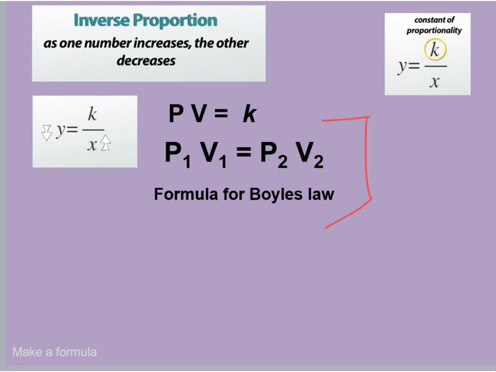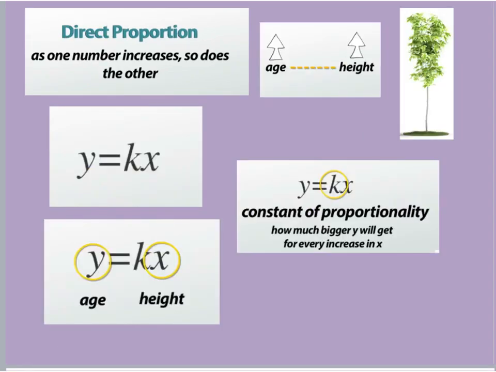Now we know Charles' law is a direct proportion, and so when we just look at the math, we're going to be in a math class for a minute. They say, okay, direct proportion, when one changes the other, like a young tree, the older it gets, the taller it gets. So the age and the height, when one goes up, the other one goes up. That's direct. And then they give us a formula. They say, well, the formula for a direct proportion is y is equal to kx, and k is a constant of proportionality.